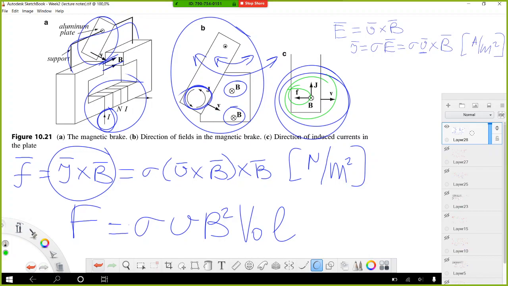Okay, if the conductivity sigma of the plate was infinite, the plate would be repelled from the gap. Or, if we say it simply, if sigma was infinite, the plate wouldn't go into the gap.